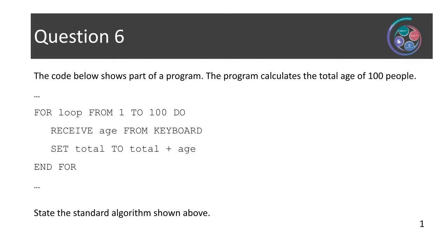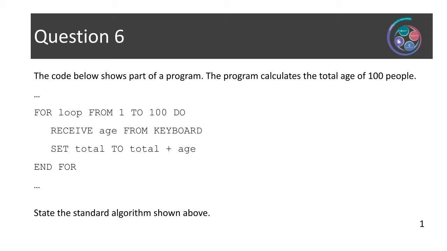Here is question number 6. The code below shows part of a program. The program calculates the total age of 100 people. We can see that this sits in some other code because the 3 dots represent that the program has continued before the code we've been given, and the program continues after the code we've been given. So we are just seeing part of the program.